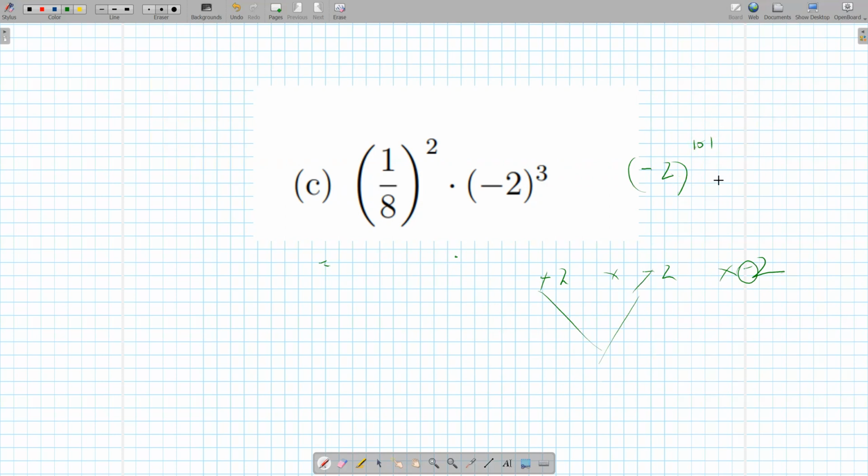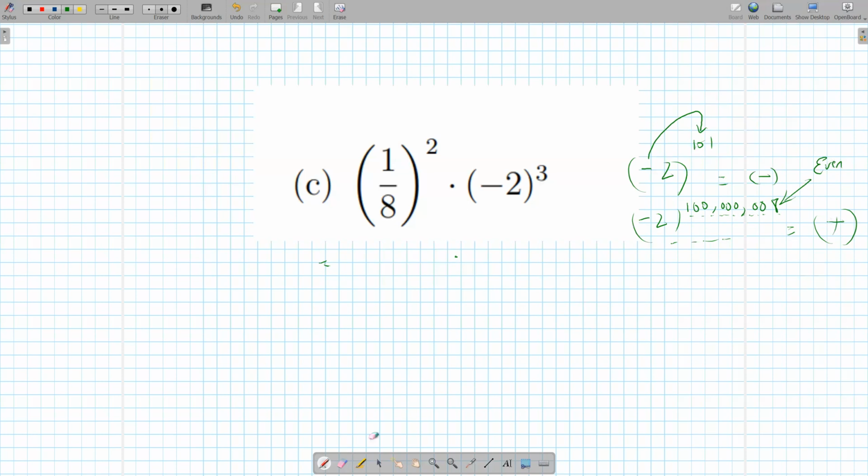-2 to the power of 101. It's going to be a negative result because we're multiplying the negative sign an odd number of times. But if you have -2 to the power of, I don't know, like 100,000 or 100,000,008, is this going to be a positive result or a negative result? Is this an odd number or an even number? That's all that matters. It's an even number, yeah? So it'll be positive. That would be a positive result, that's right.